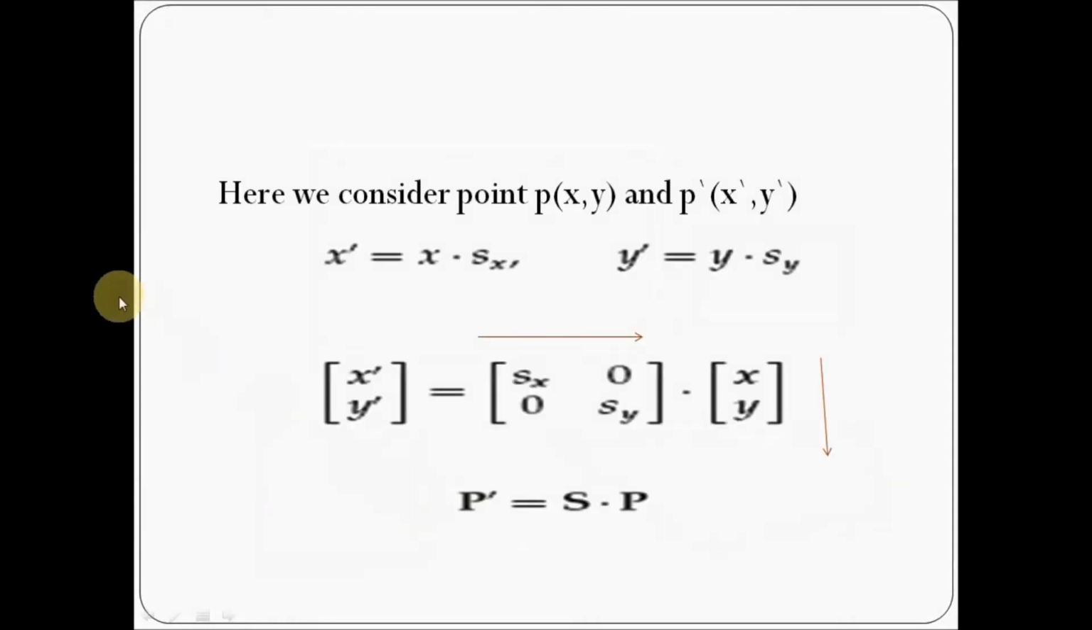So next, here we consider 2 points, p of x comma y and p dash of x dash comma y dash.